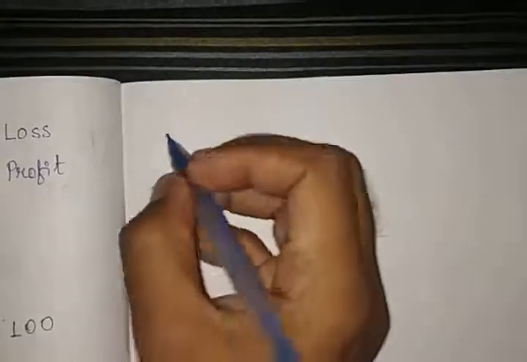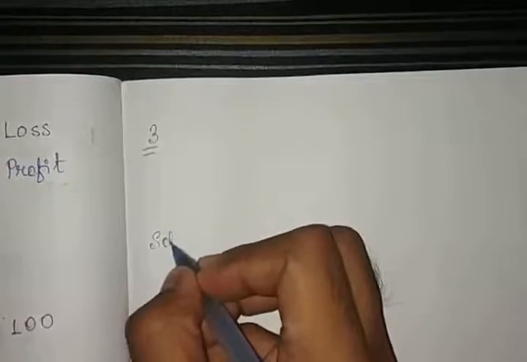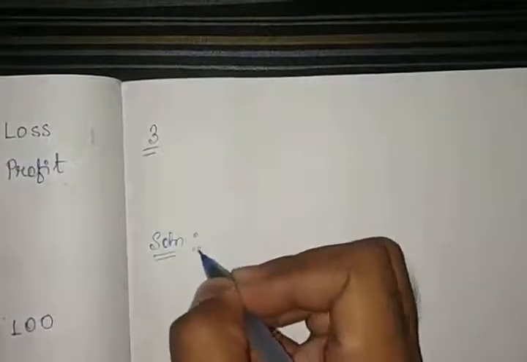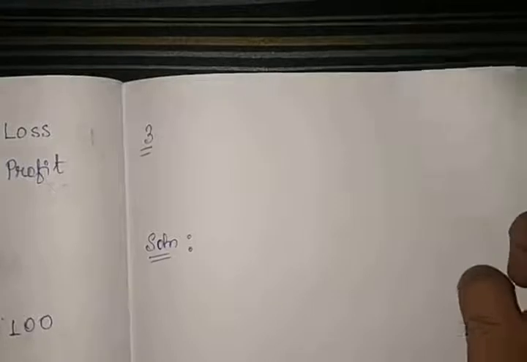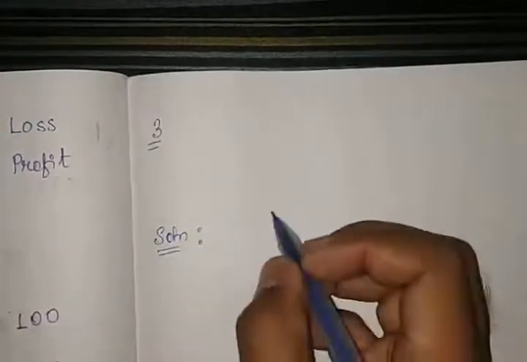Now let's see question number 3. Question number 3 says that the cost price of 10 articles is equal to the selling price of 8 articles. Now we have to find out whether it is gain or loss. We need to determine the gain percent or the loss percent. So let us do it.